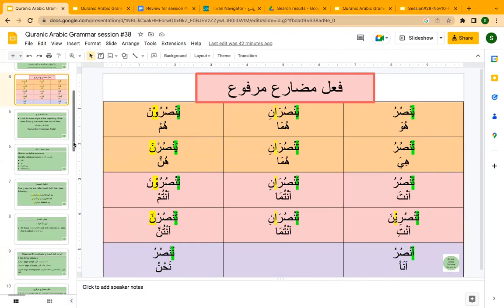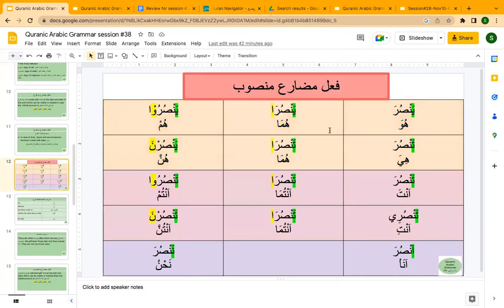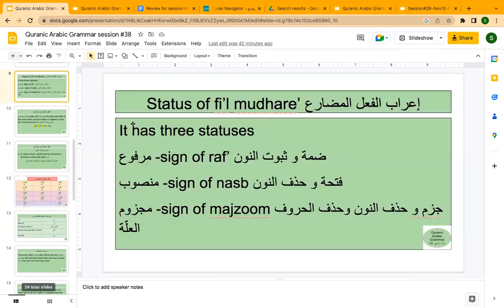Sometimes this yansuru will be yansura, tansuru can be tansura, ansuru can be ansura, nansuru can be nansura. Can you all see how this dhamma is not there anymore? So coming back to the status of fail, when it is ending with dhamma, we are going to call that fail as fail mudare marfu, or just to keep things easy and simple for everyone, the status of our fail mudare is raf.